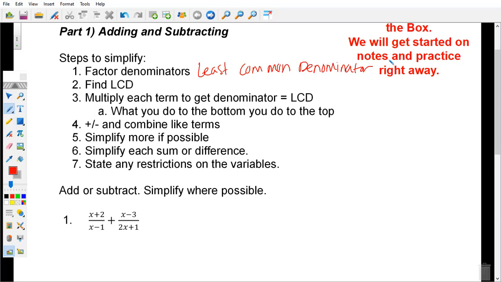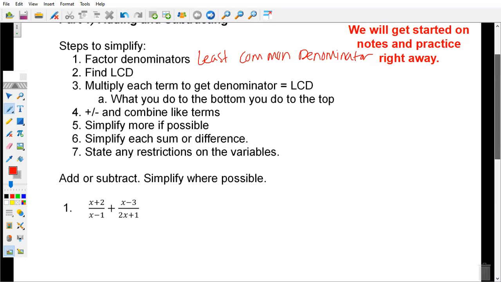Then we're going to multiply each term to get the LCD as the denominator. And remember, what you do to the bottom, you have to do to the top, because the goal is that you're just creating a one in disguise, right? We're not trying to change the value of the problem, just how it looks. Does it make sense? Then we're going to add and subtract to combine like terms. We're going to simplify more if possible, simplify each sum or difference, and then state any restrictions on the variable. So state anything that would make our denominators equal to 0, okay?